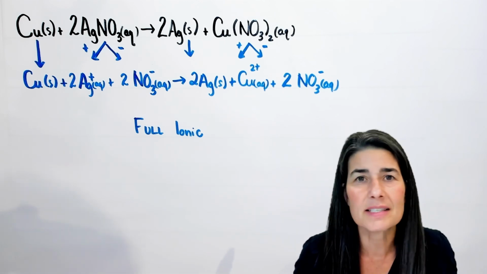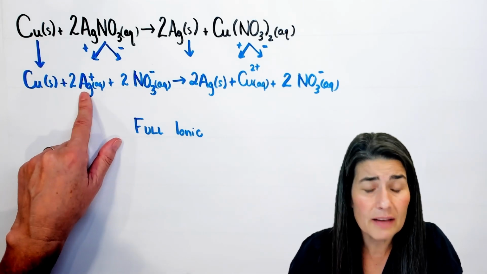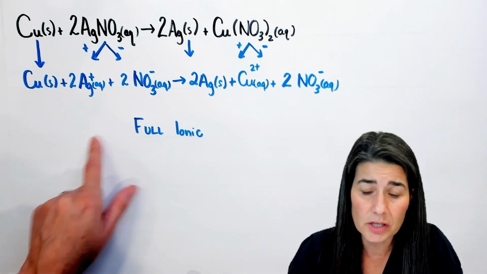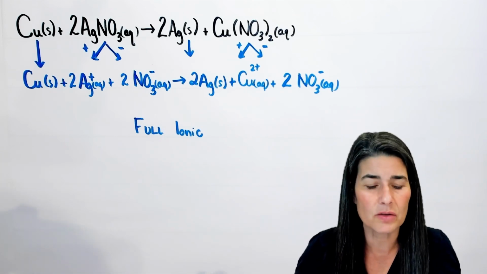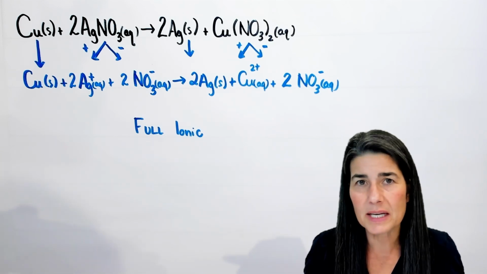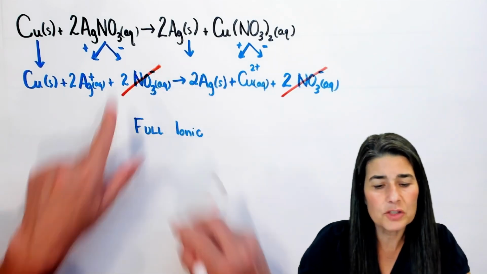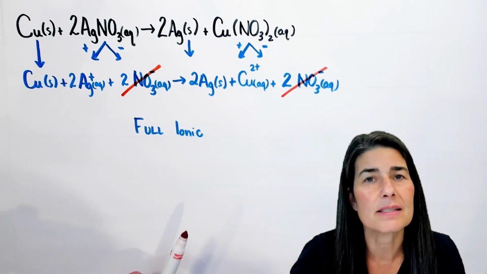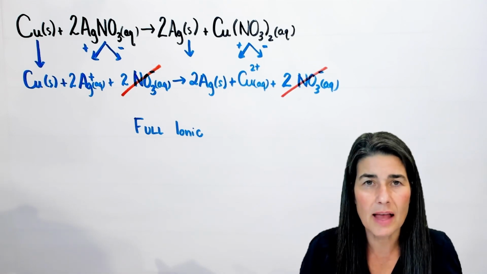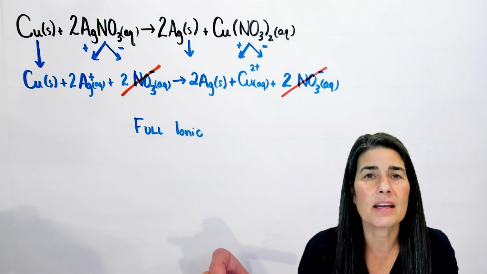So copper is not a spectator, nor is silver. Here I have 2 silvers with a +1 charge, and here I have 2 silvers that are neutral. They do not cancel either. The only spectator we have are the nitrate ions. We have 2 NO3 minuses on the left, 2 NO3 minuses on the right. Those cancel out. And what's left over is the net ionic equation.